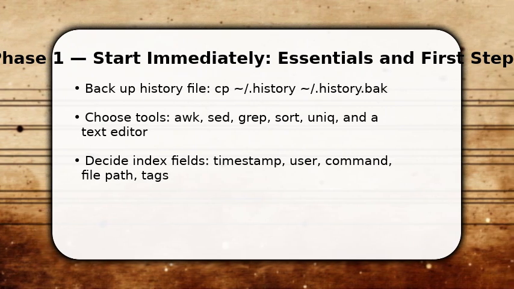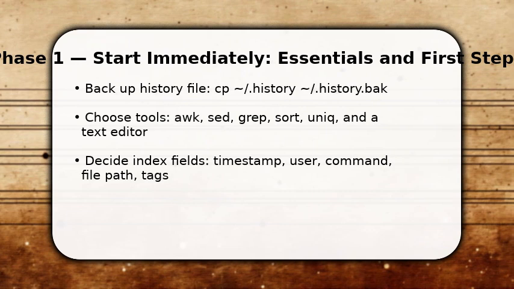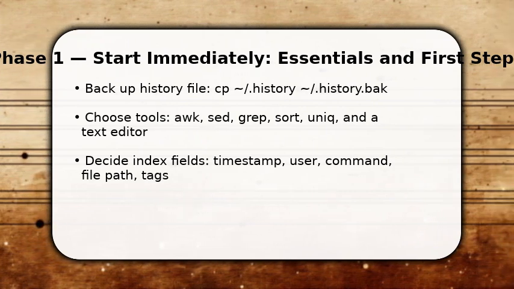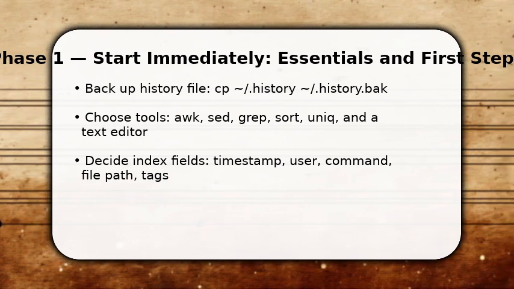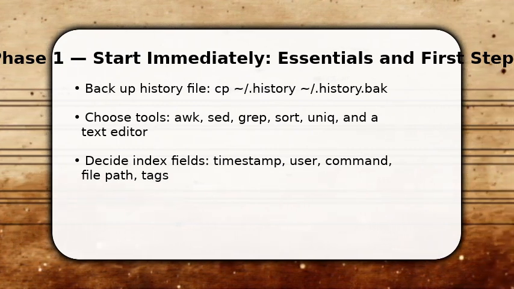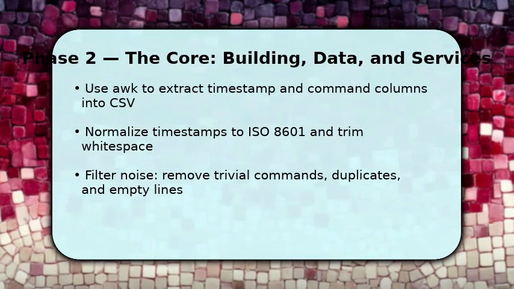sorting and searching possible. Next, scan the file for variants in timestamp formats and note any multi-line entries. Once done, create a simple header row for the index output, so every downstream tool reads columns predictably. You now extract fields and normalize them into a clean stream.